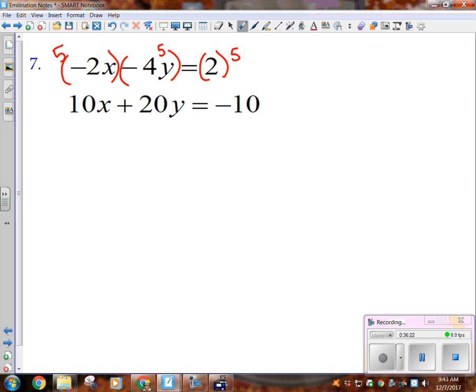What you do to one part of an equation, you must do the same thing to all parts of the equation. So I'm going to rewrite it. 5 times negative 2x is negative 10x. What's 5 times negative 4y? Negative 20y. What's 2 times 5? 10. Am I doing anything to the bottom equation?